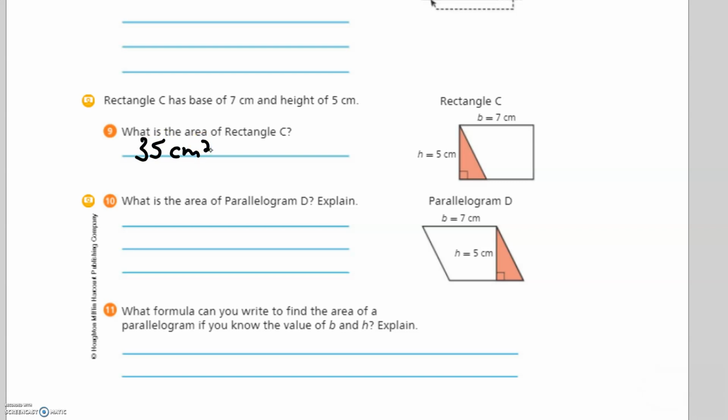Okay, over here, the same thing for the parallelogram, right? Slide that back, it's a rectangle. 5 times 7, 35. All right, so the formula for a parallelogram is area equals base times height. Just like it was length and width over on the rectangle, it's base times height.